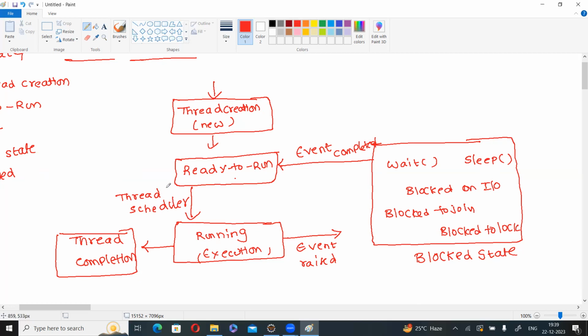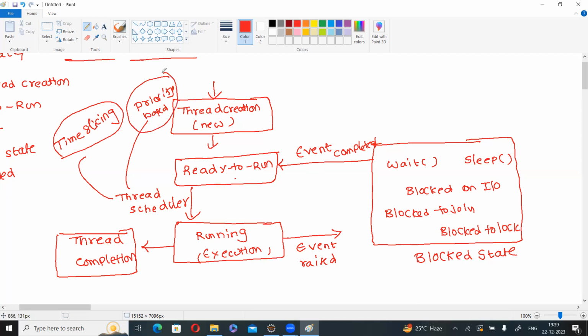Now, the thread scheduler again selects this thread. The thread scheduler selects the thread based on different algorithms. So, the thread scheduler will schedule the threads from the ready to running state by using two types of algorithms. One is time slicing algorithm, and the second one is priority based algorithm. By using any one algorithm, it selects.